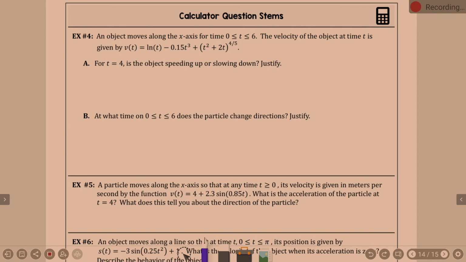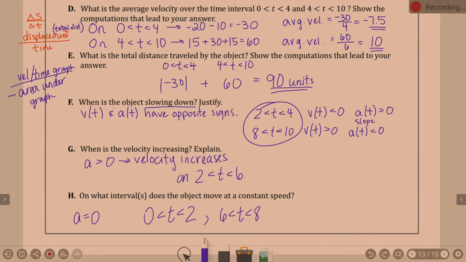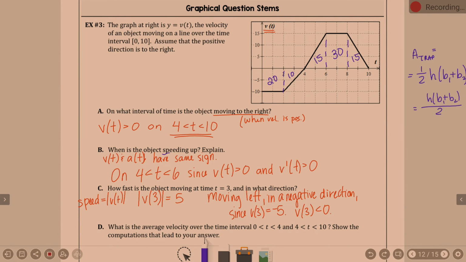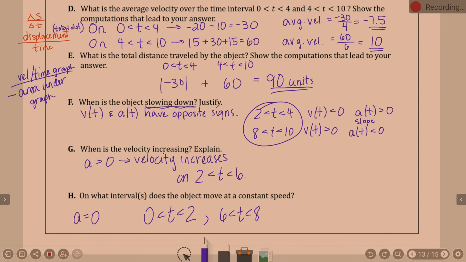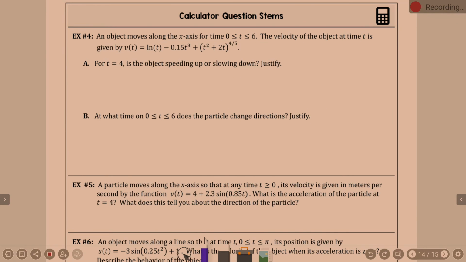That's fast. You're not that speed. How do we determine if an object is speeding up or slowing down? Oh, slowing down? Speeding up. We need to know the acceleration. Signs on V of t and A of t, velocity and acceleration. So we need to know, basically, what V of 4 is.